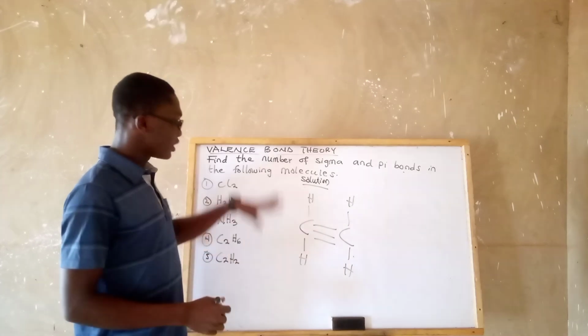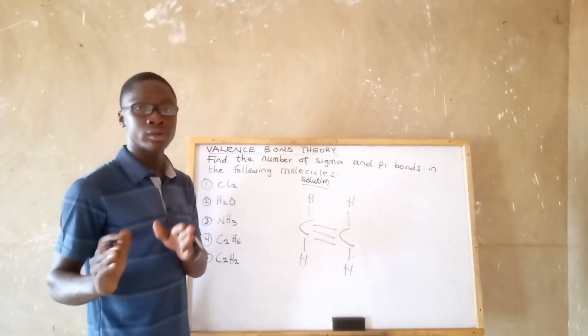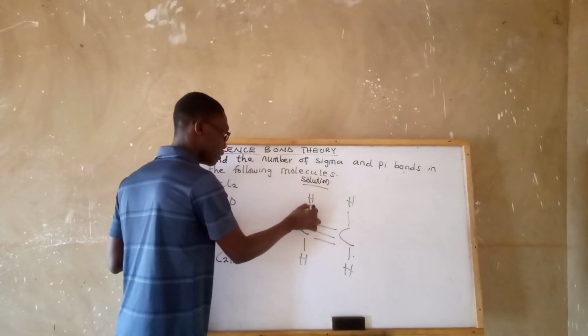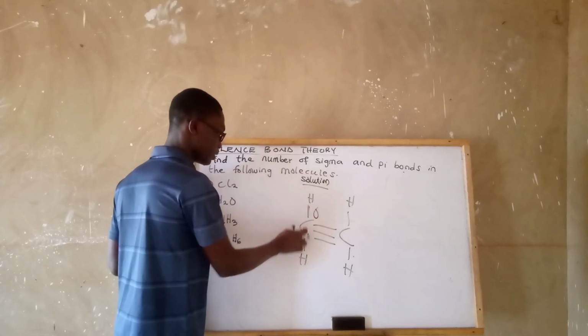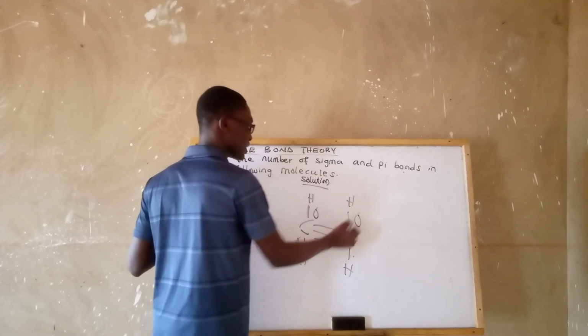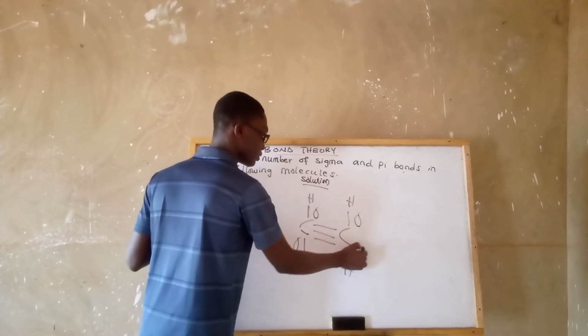The first bond, or single bonds, are always sigma bonds. So for this one, single bond, we have a sigma bond. For this one too, we have a sigma bond. For this one too, we have a sigma bond. For this one too, we have a sigma bond.